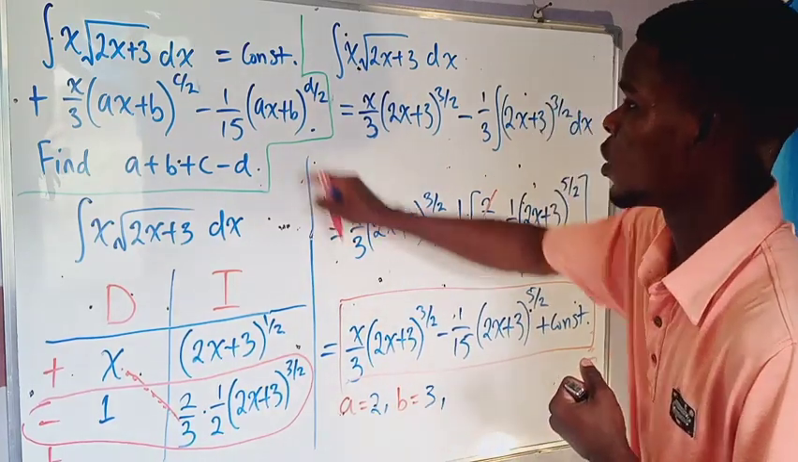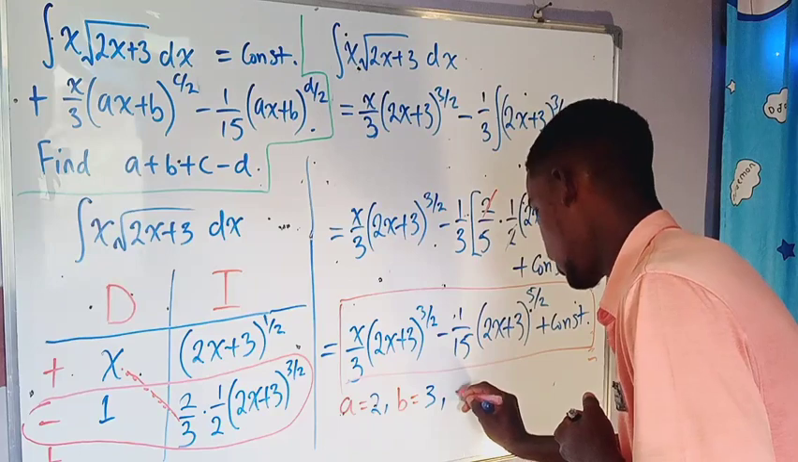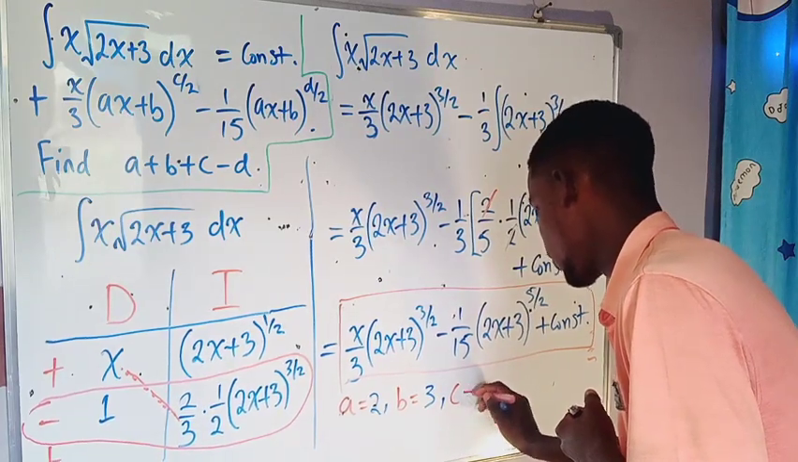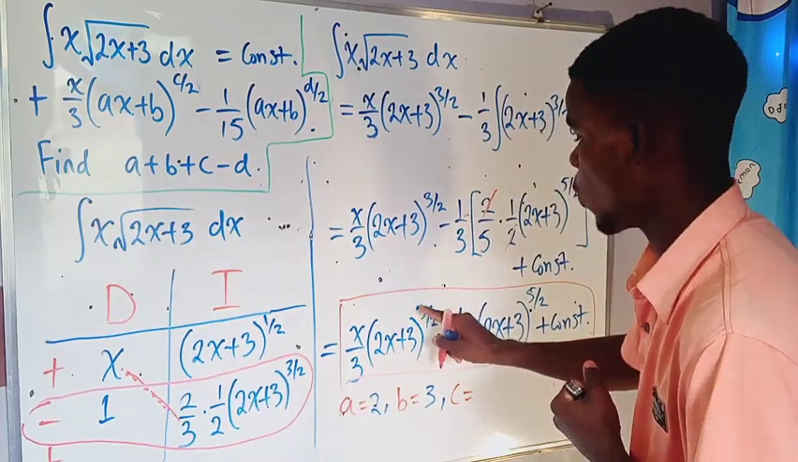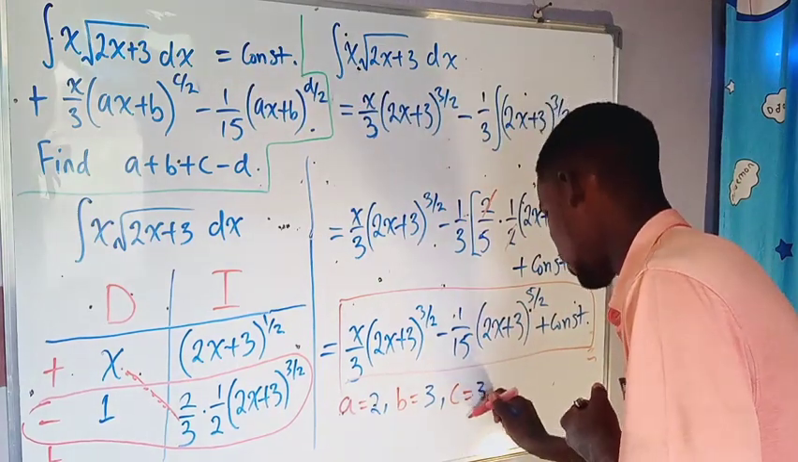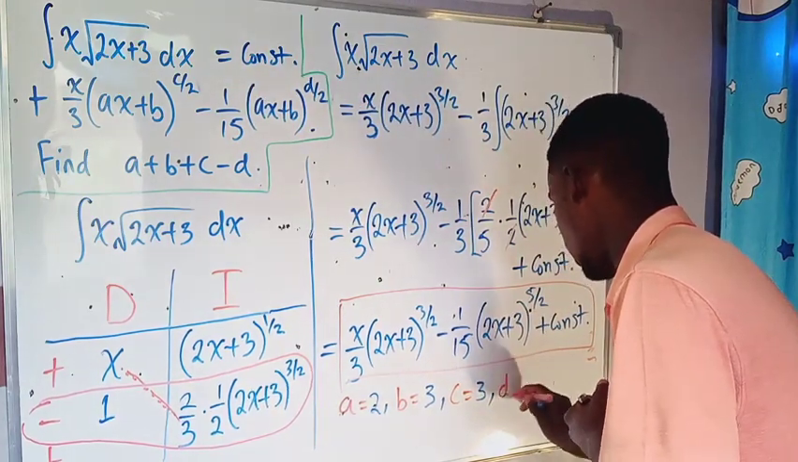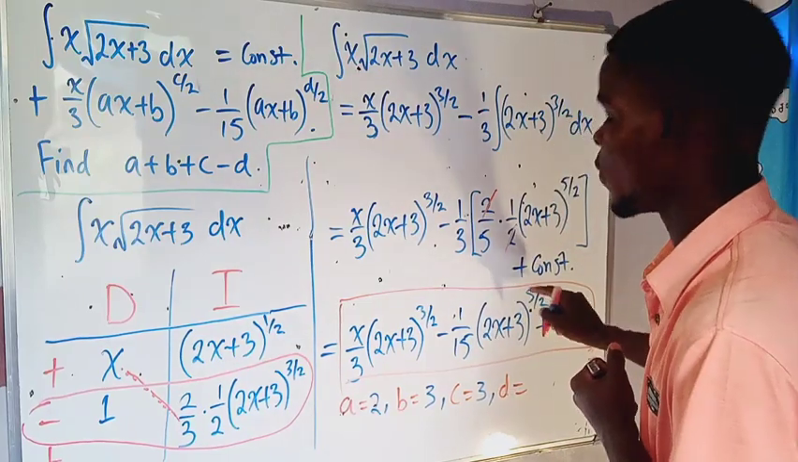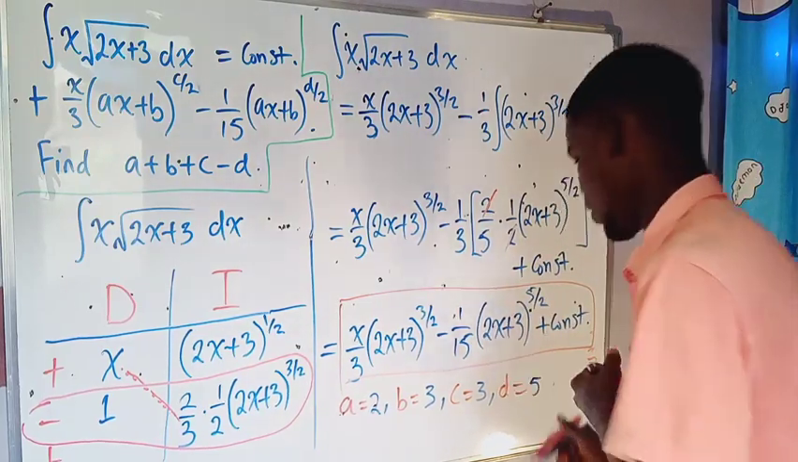What else? C, which is the power of the first term. No, here is 3 over 2. Here is C over 2. So C is just going to be 3. And then lastly, D. Well, D is just going to be 5. That makes a lot of sense, right?